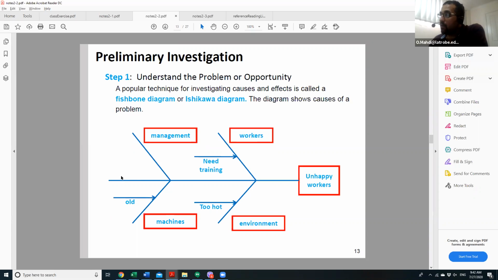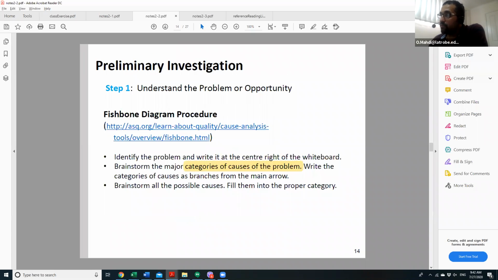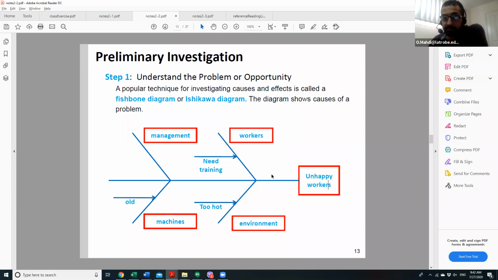Now, from here, you need to brainstorm the major categories of causes of the problem. These branches, the four branches, represent the categories of the causes of the problem. So why are we having unhappy workers? For example, because of management, because of workers, because of machines, because of environment. So these are the categories that may contain the causes of the problem itself. This is the second step.